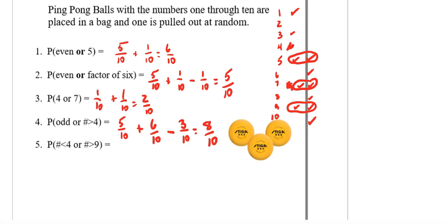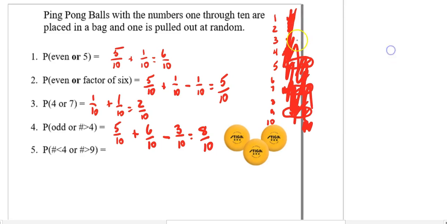All right, so if I erase all those, now we have a number less than 4. So a number less than 4 would be 1, 2, and 3. So that would be 3 out of 10. Plus a number greater than 9 would be 10. So that's 1 out of 10.